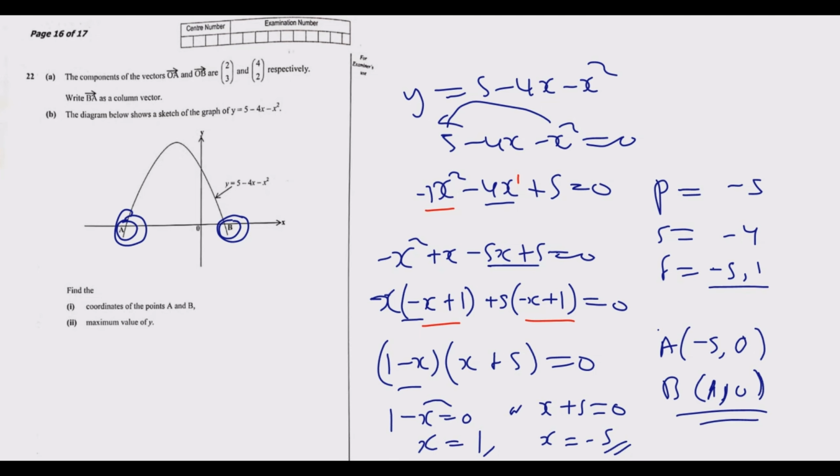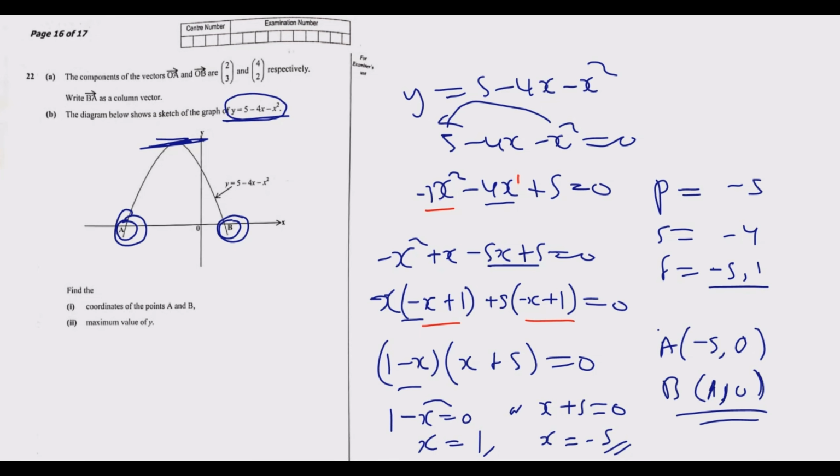Then let us go to number 2, the maximum value of y. The maximum value of y will occur at the turning point. So this is the turning point. At the turning point, the gradient of this equation is 0. So let us find the gradient of the equation at that point, then we substitute in y. So what is the value of x at which the curve reaches the turning point?